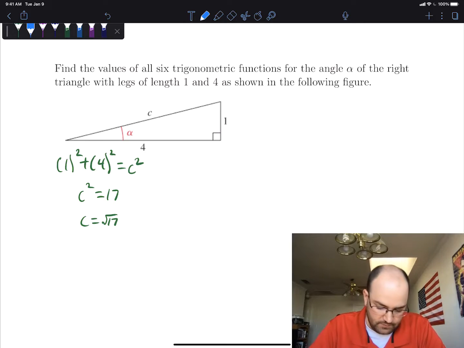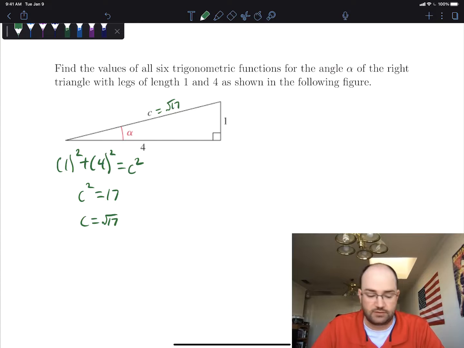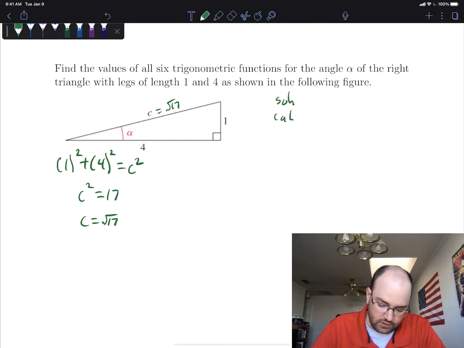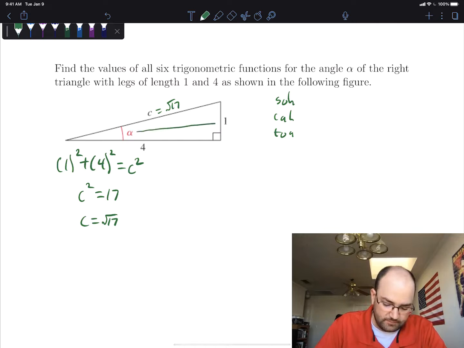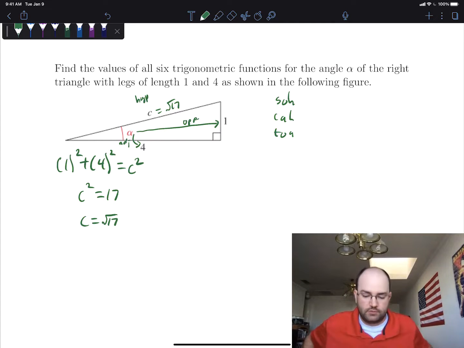Now that we know what C is, we can figure out sine, cosine, and tangent because of SOH CAH TOA. In this situation, alpha is right here, so the side that is opposite alpha is 1. The side that is adjacent to alpha is 4, and the hypotenuse is, well, always the hypotenuse. Good. Now that we know that, we can plug stuff into this.